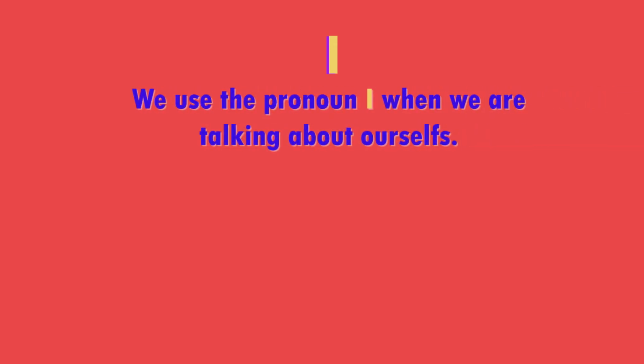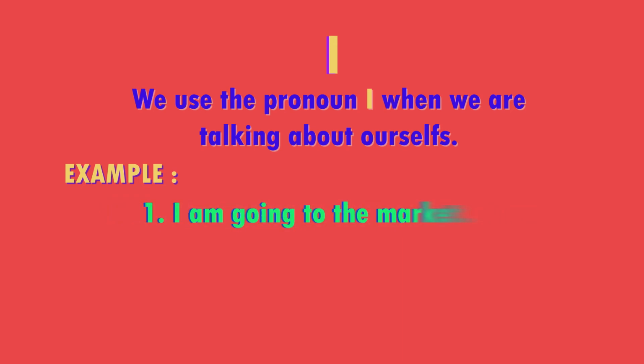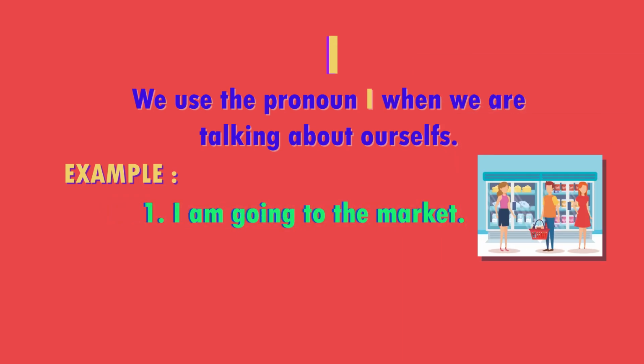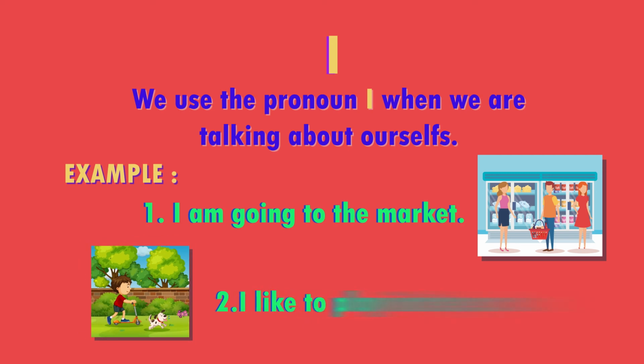Now let's talk about the pronoun I. We use the pronoun I when we're talking about ourselves. For example, I am going to the market. Another example, I like to play in the park.